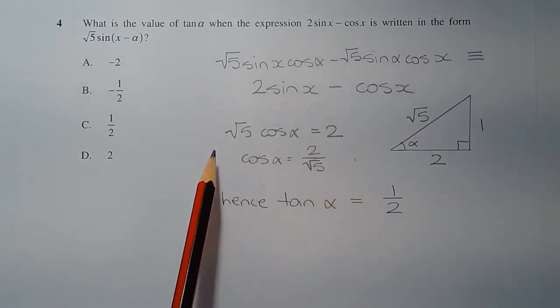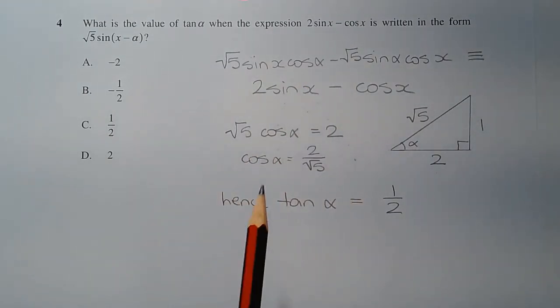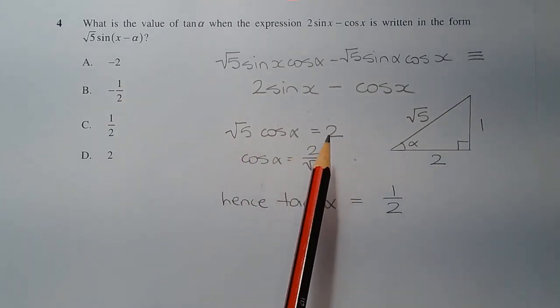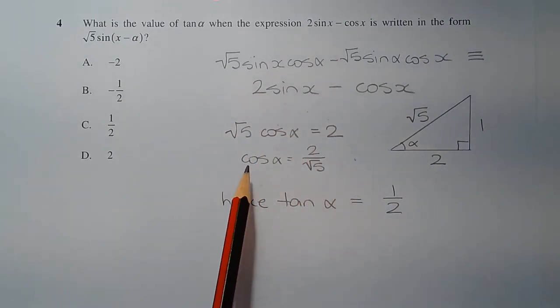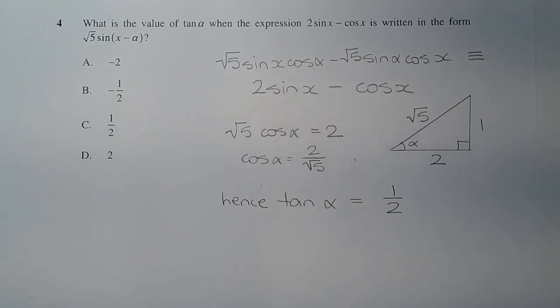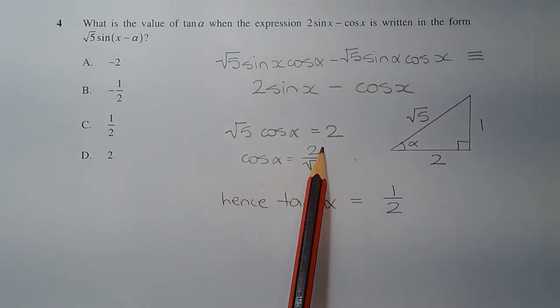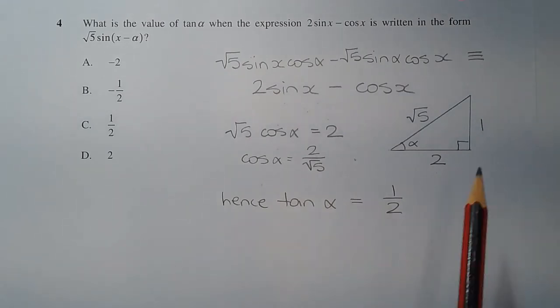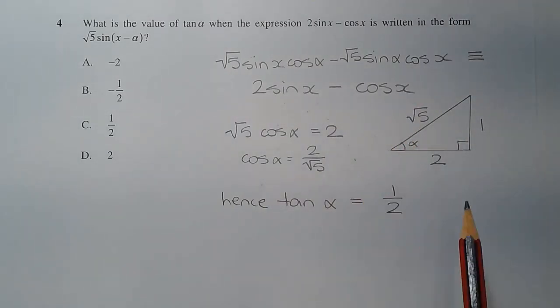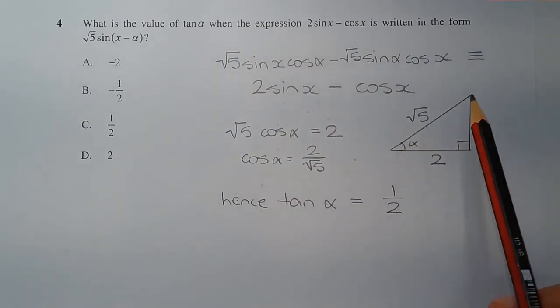I'm going to write that as an equation here. Next, I'm going to divide both sides of the equation by root 5. So cos alpha is equal to 2 over root 5. Now, cos alpha is the ratio adjacent over hypotenuse. So I'm going to represent that using a right-angled triangle. So here's the adjacent side, here's the hypotenuse.